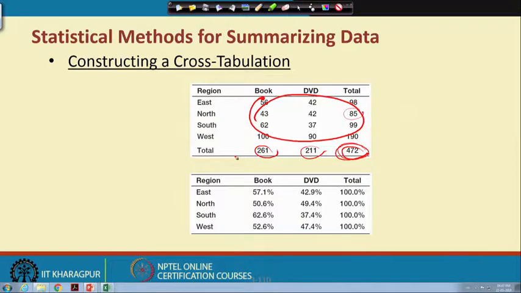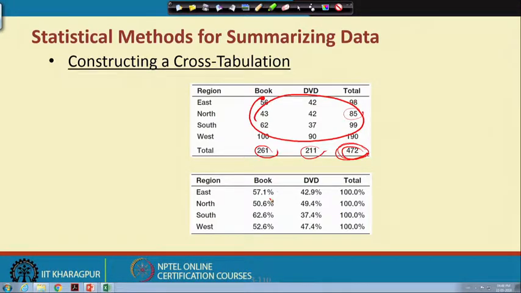And now, in order to understand this data better, we will transform the data into percentages, which is possible in the case of cross tabulation. Technically, in the eastern zone the book selling is 57.1%, in the northern zone it is 50.6%, in the southern zone it is 62.6%, and in the western zone 52.6%. So technically it is very easy to calculate, and Excel can help you a lot with these transformations.